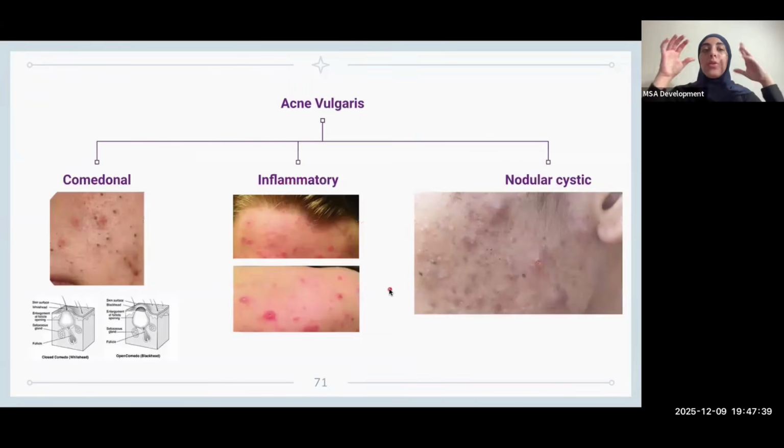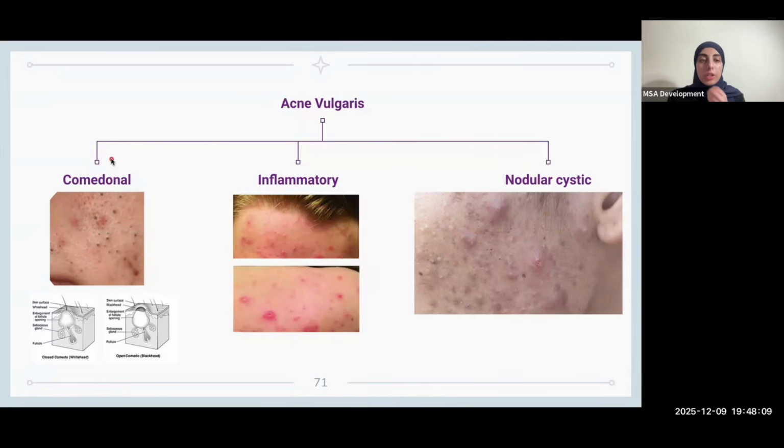Okay. So with that, we have three different presentations of acne vulgaris. We have comedonal acne, inflammatory, and nodular cystic. The three are different stages of the same disease, okay? They don't present separately. They usually present together. You would see all three of them, or you would just see the milder case, like a comedone. Nodular cystic is basically the most severe form of all of these.